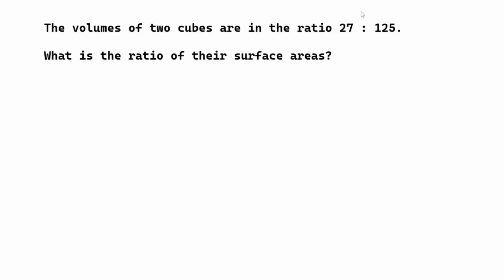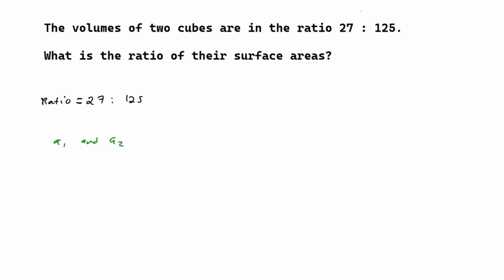So for our final question, it states this. The volumes of two cubes are in the ratio 27:125. What is the ratio of their surface areas? So firstly, we have to write down the ratio that we just found: 27 is to 125. So what we can do is relate the volumes to edge length. Let the edge lengths of the cubes be A1 and A2.